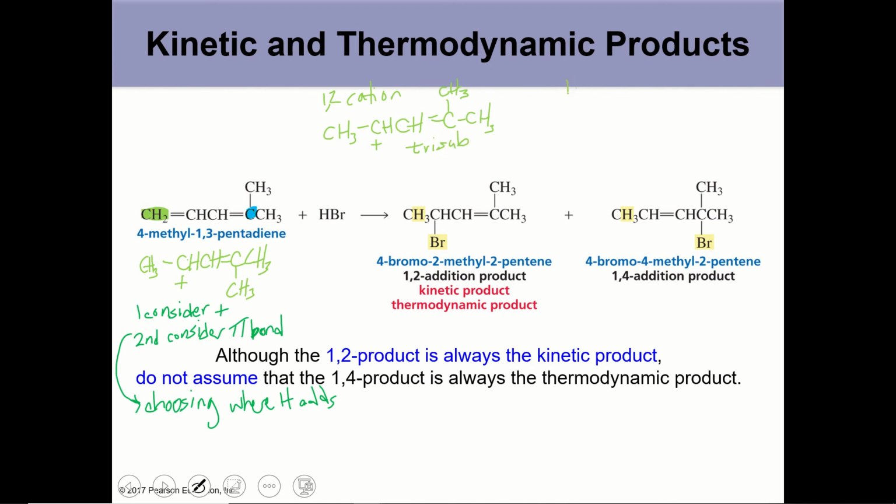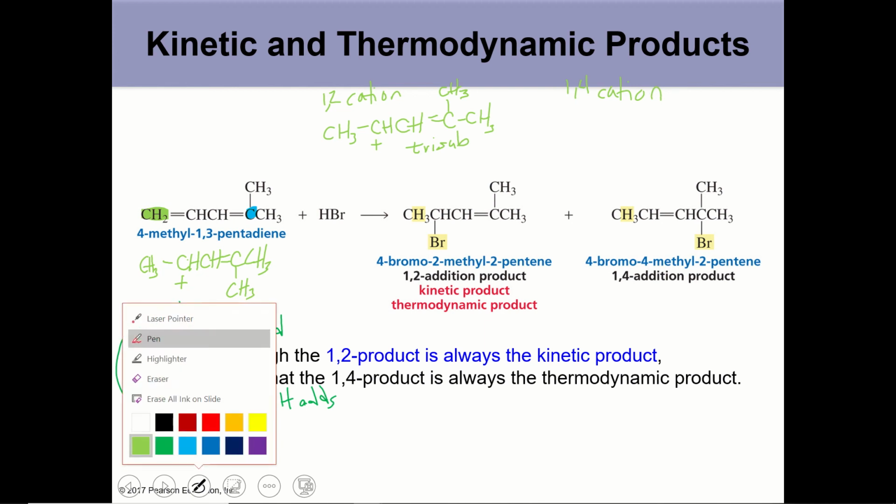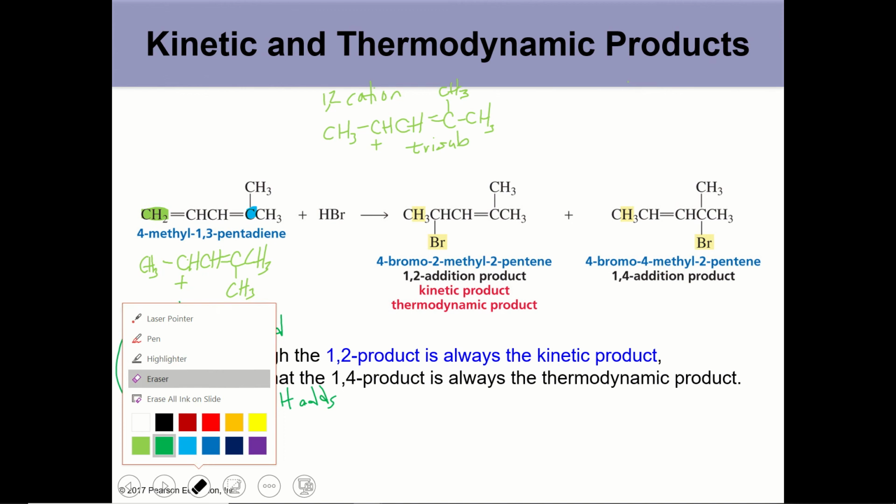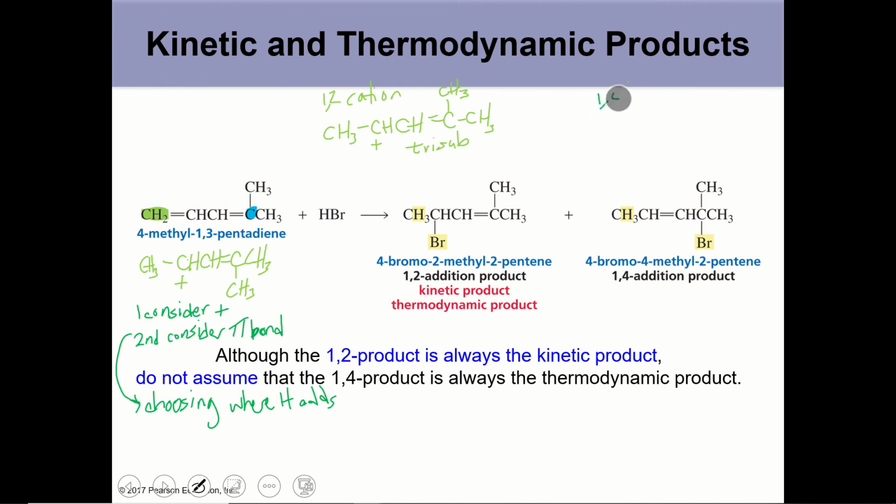And this has a tri-substituted double bond. And then we can draw our 1,4 cation. I might use a darker green. And the 1,4 cation is going to have the pi bond moved from between carbon 3 and 4 to between carbon 2 and 3. And that's going to move the positive charge, which is now on this tertiary carbon.